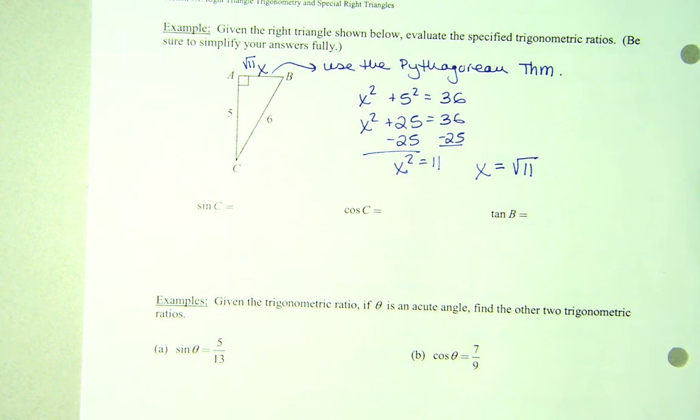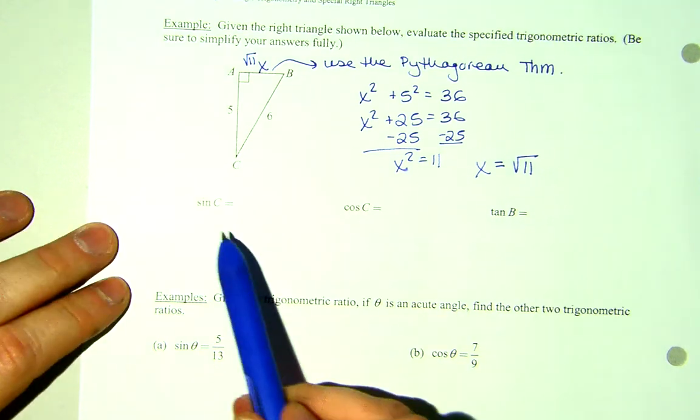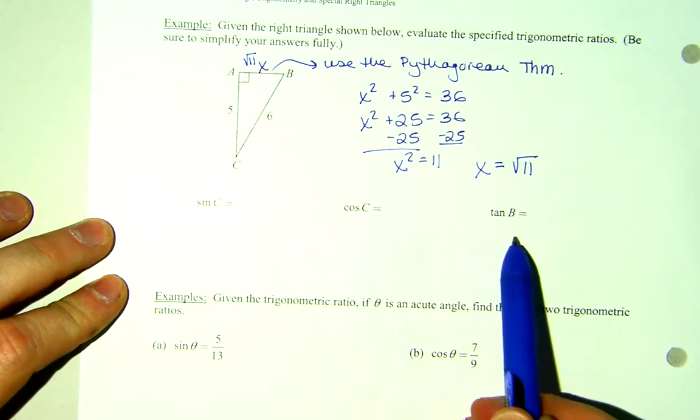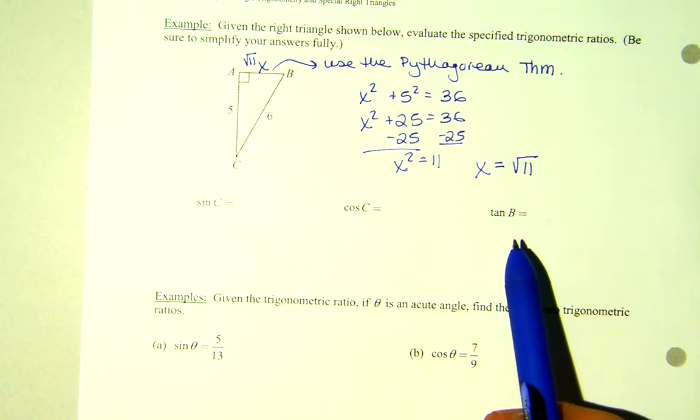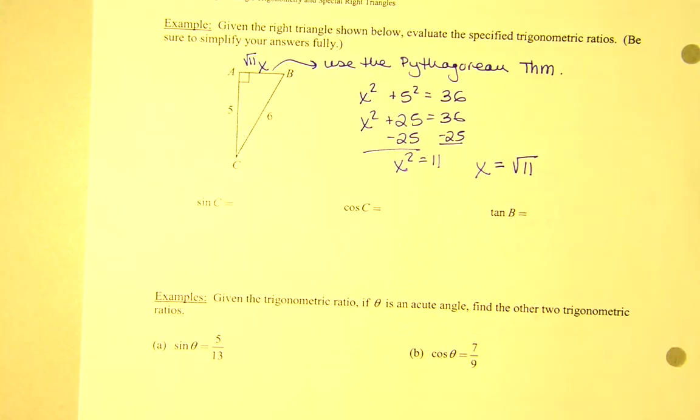Now I feel like you've got everything you need to do the rest of this. So please try the sine of C, the cosine of C, and the tangent, not of C, but the tangent of B. Be careful.